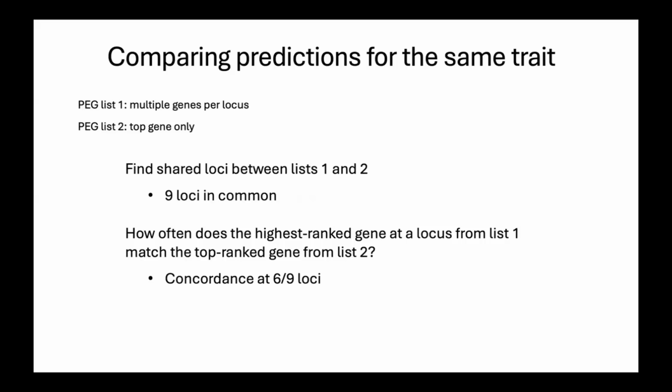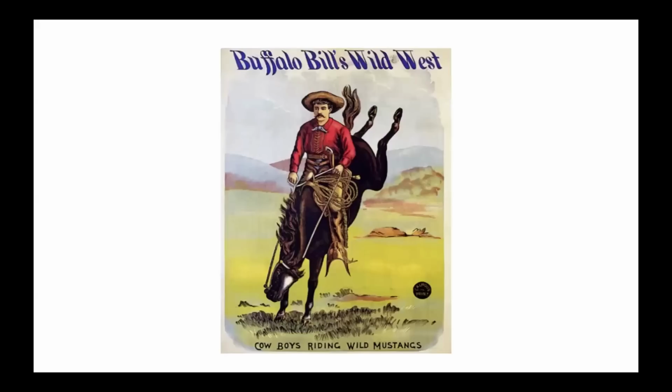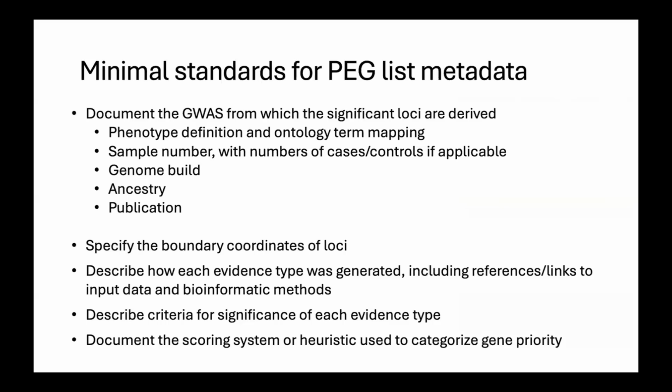So my conclusion after doing this survey was that the landscape of peg lists is the Wild West. Anything goes. People do everything. They just make it up as they go along. There are a lot of great methods out there, but there really isn't any consensus or standardization at this point. So I'm just going to suggest a few minimal standards that came to me while looking at these papers, and we'll talk more tomorrow about standards.